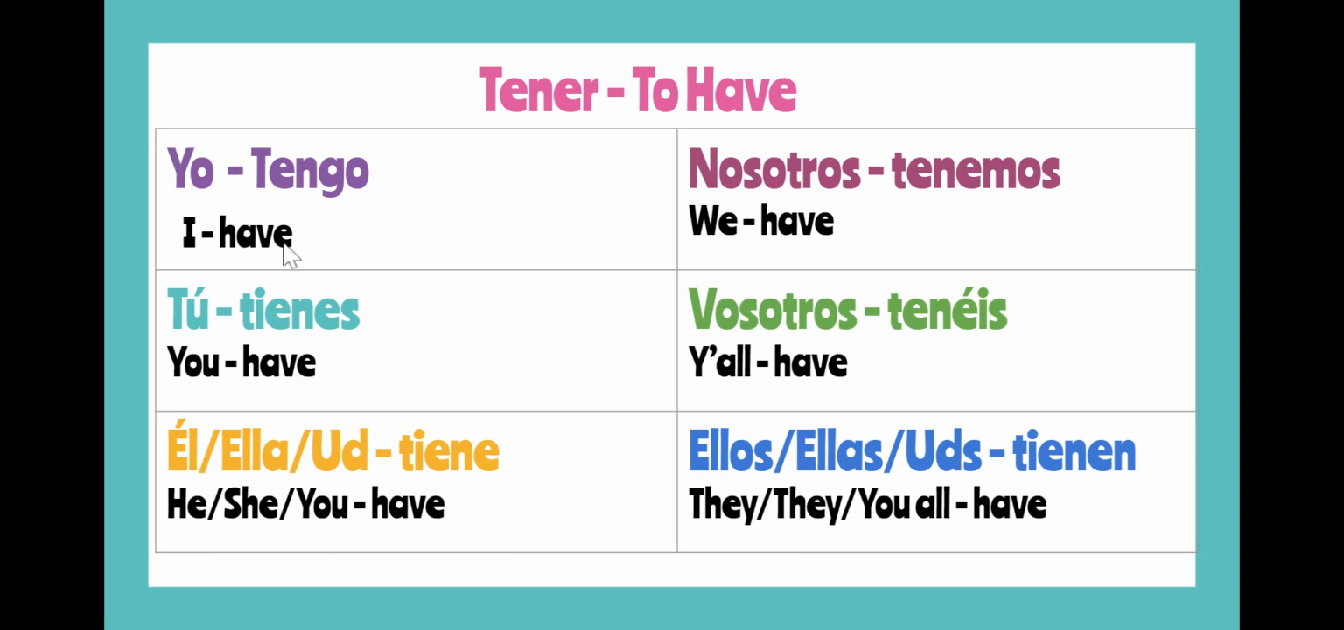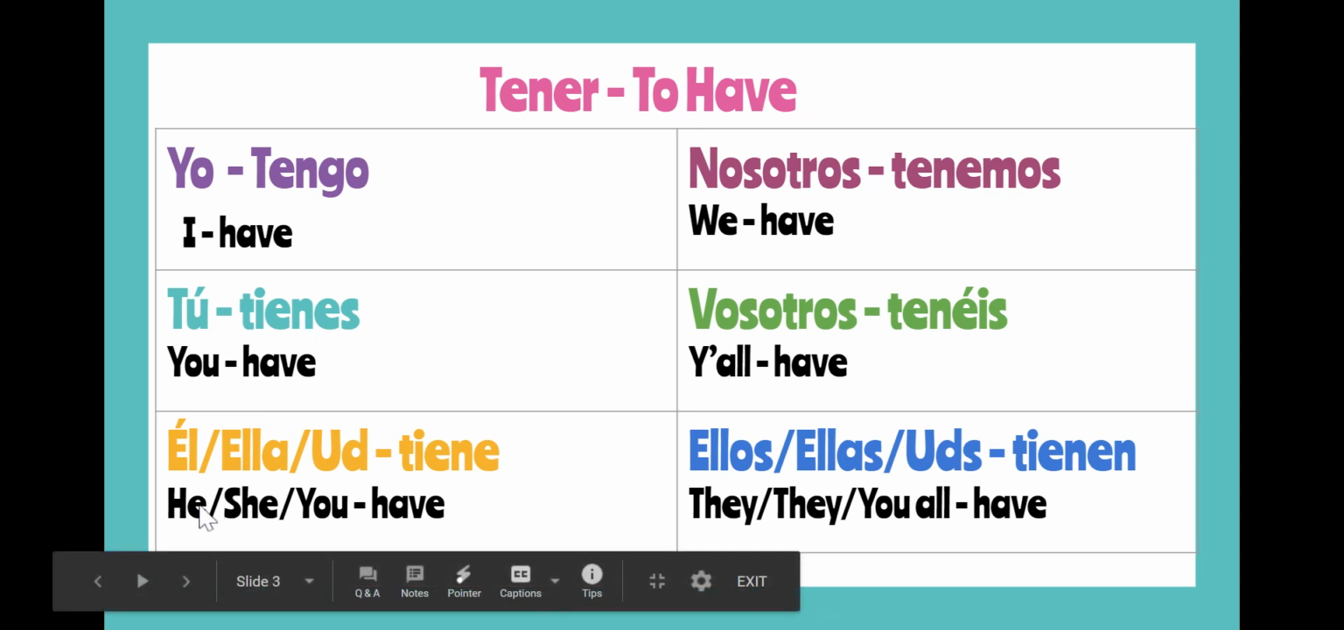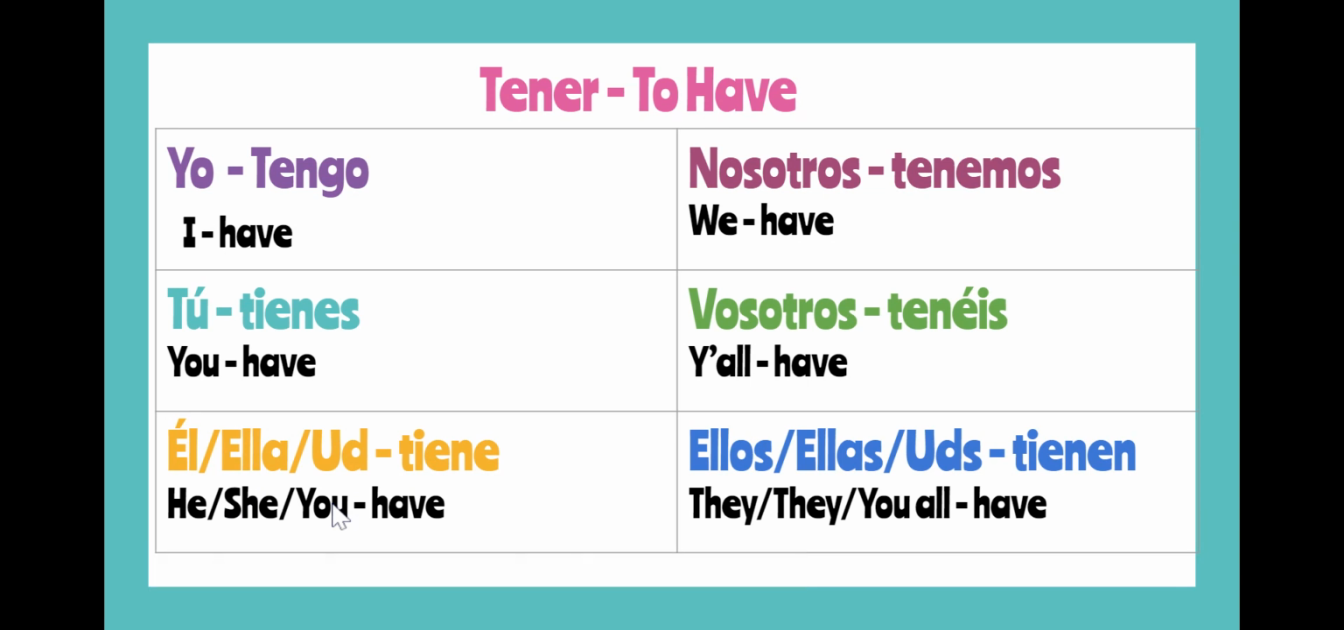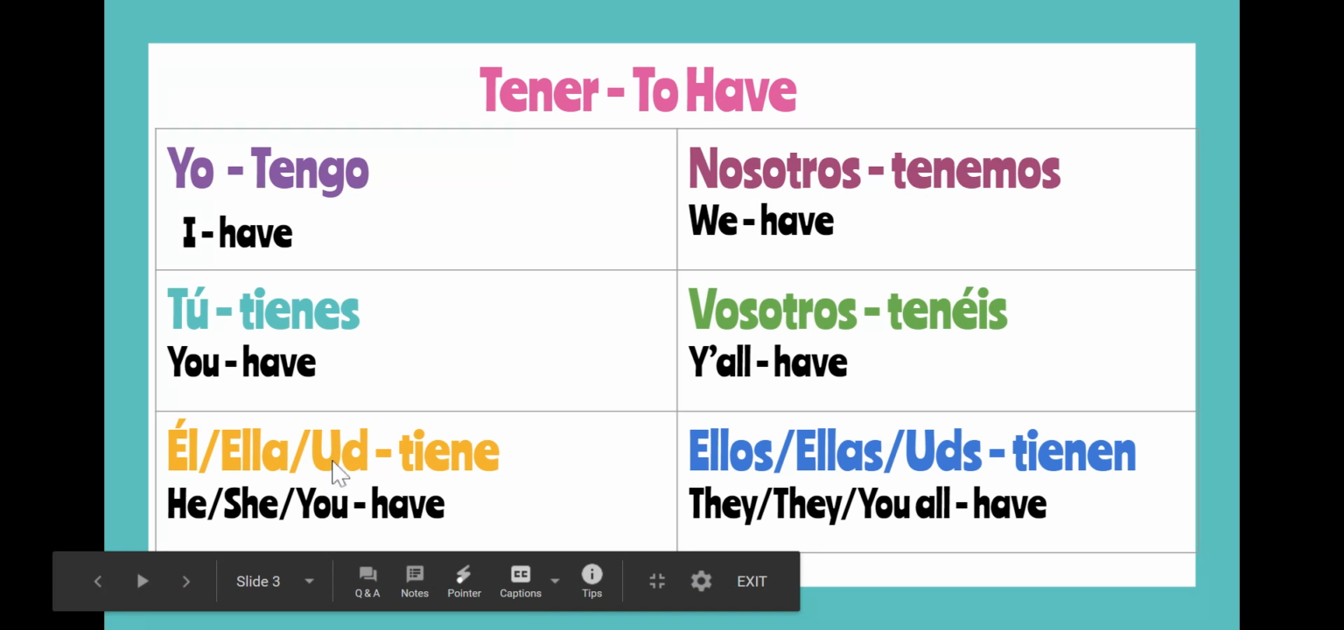So we have the infinitive, and if I wanted to say I have, I would say yo. That's the subject pronoun for I. And then the I form of have is tengo. Yo tengo. If I wanted to say you have, I would say tú tienes. If I wanted to say he has, él tiene. She has, ella tiene. Or if I wanted to use that formal version of you, usted, the shortened version, which is ud. So usted tiene is that you have, the formal version.